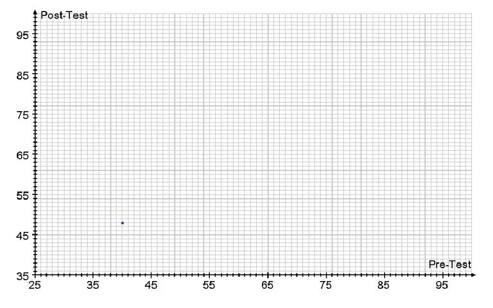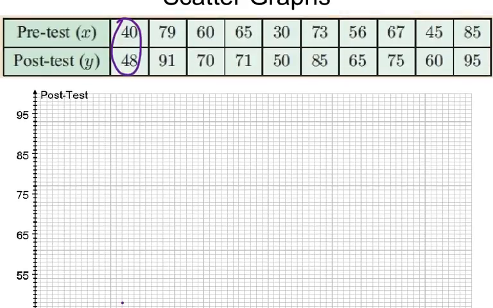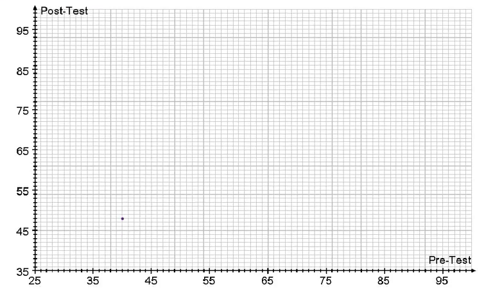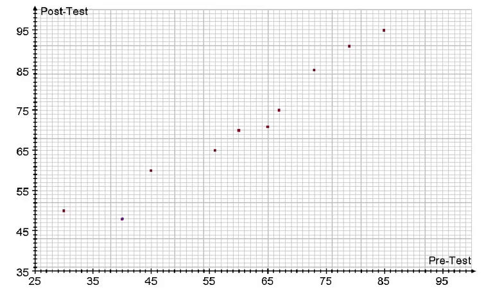And then we would do the same thing for each of the other ones. We would plot 79 against 91, 60 against 70, 65, 71, and so on for all the pairs. Once we do that, we will get these points here, and we can see that the one dot that I did has matched up with the one that's appeared there. So we would get all those points once we plot them, and that is our scatter graph.